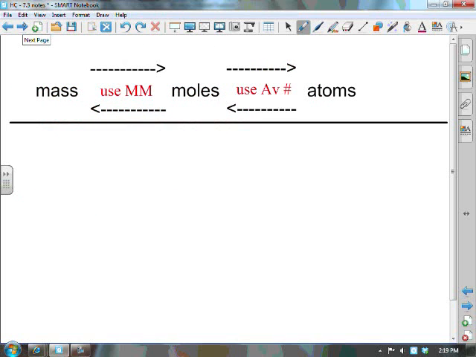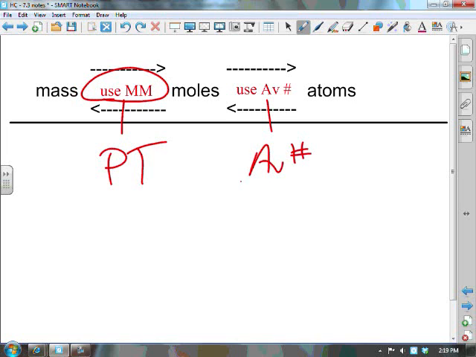All right, so review. Back in chapter 3, we talked about mass to moles to number of atoms. Well, mass to moles, we use molar masses. We look them up on the periodic table. No big deal. Moles to atoms, we used Avogadro's number, 6.022 times 10 to the 23rd.